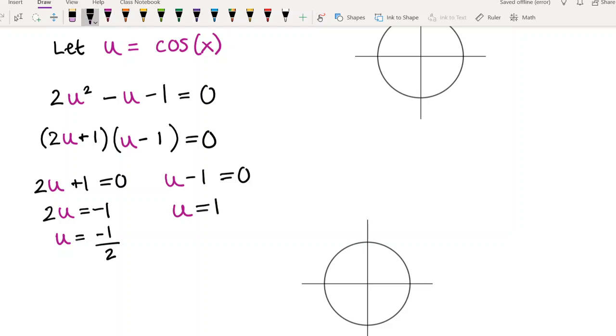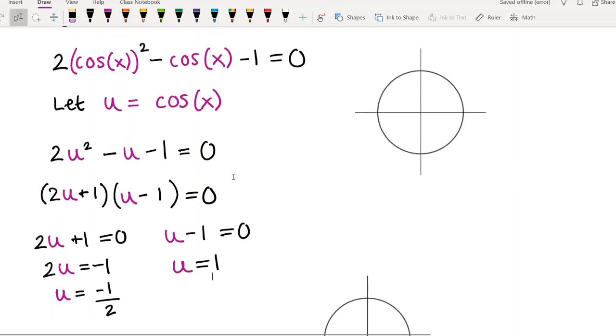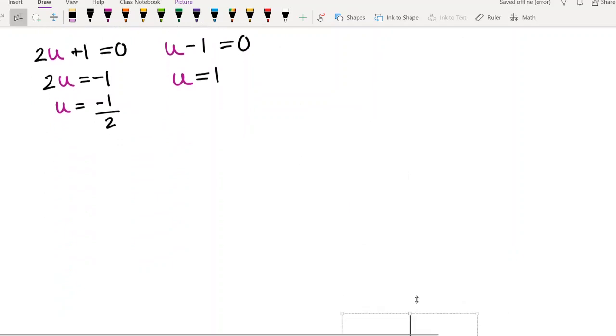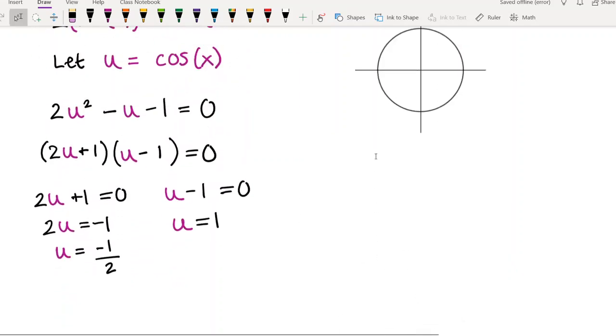Okay, so now that we've done all the solving, we can go back in and put cosine in and see what that tells us, because we're not trying to figure out what u has to be, we're trying to figure out what x has to be, right? That's our original variable. So let me just put this off to the side. This equation now becomes cosine of x is equal to -1/2. And the second equation becomes cosine of x is equal to 1.